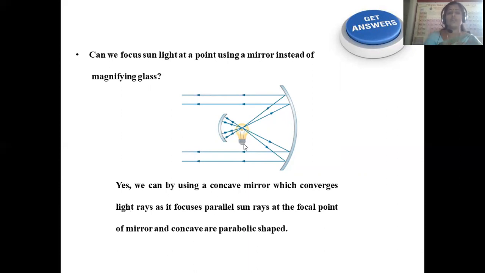So that it is possible to burn that one, it is possible to generate the heat. So in the same manner, can you use any kind of these mirrors? Other than this magnifying glass, any mirror is used in order to generate that kind of focusing of light. So it is possible. We can do it using a concave mirror.